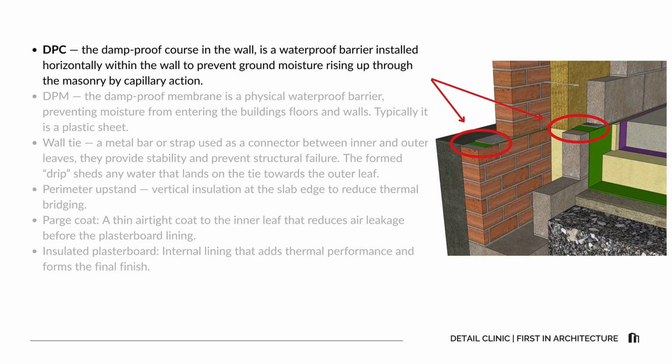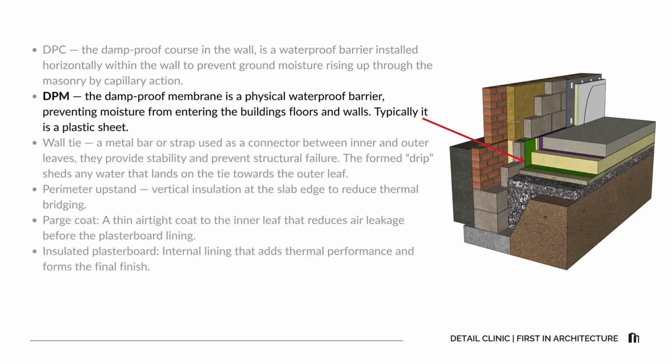DPC, which stands for damp-proof course. This is positioned in the external wall. It is a waterproof barrier installed horizontally within the wall to prevent ground moisture rising up through the masonry by capillary action. DPM, which stands for damp-proof membrane, is a physical waterproof barrier preventing moisture from entering the building floors and walls. Typically, this is a plastic sheet of some kind.